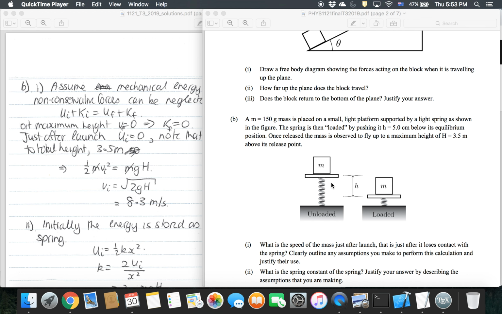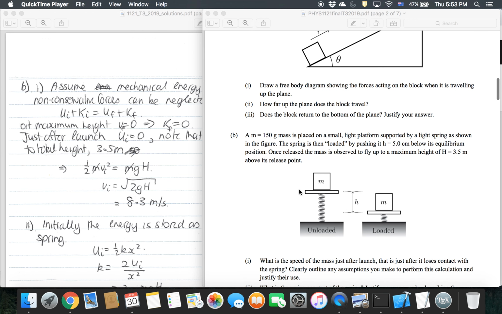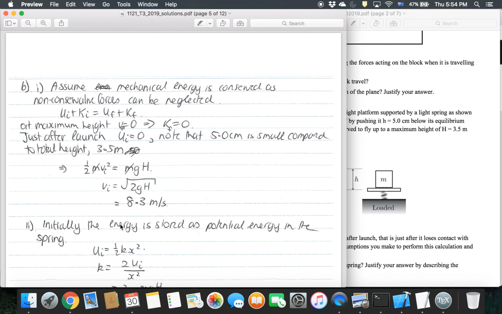I'm going to be going through some of the solutions for the 2019 Term 3 finals for Phys1121 with you. So I'll be covering question 2, part B first. And I'm just going to go from the solutions provided on Moodle. I'll just talk you through it and let you know the logic behind it. But these solutions are mostly correct, so you can rely on them.